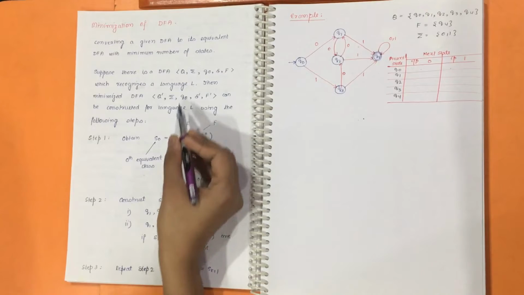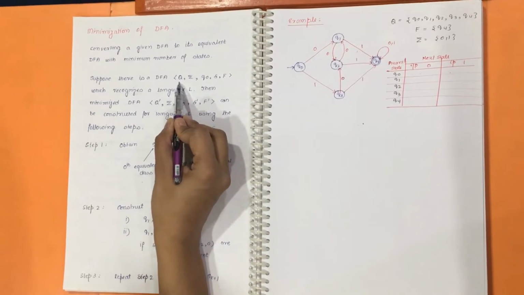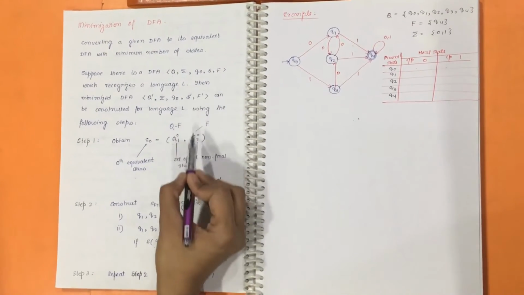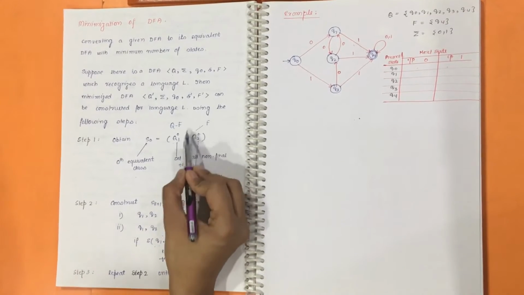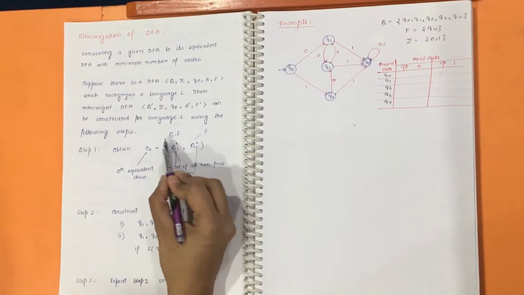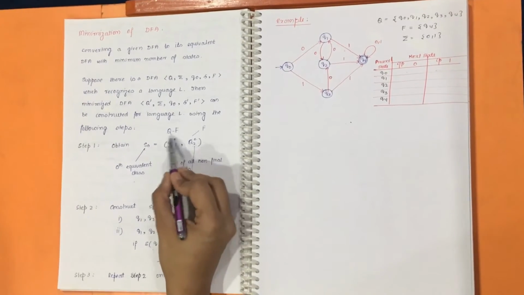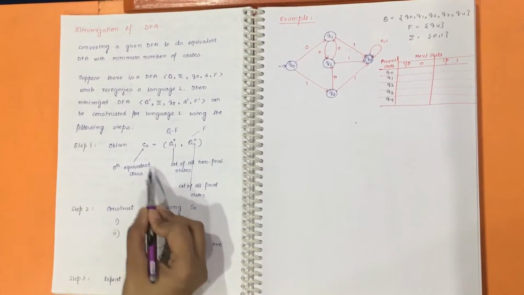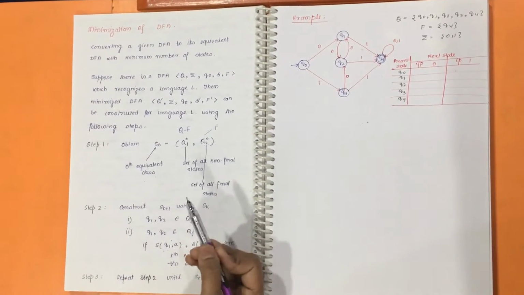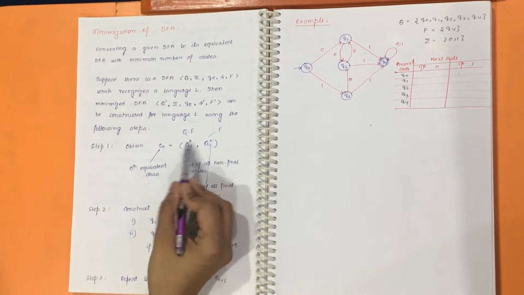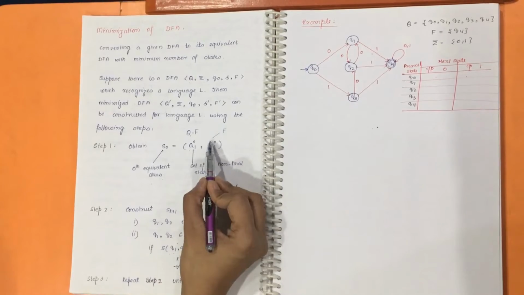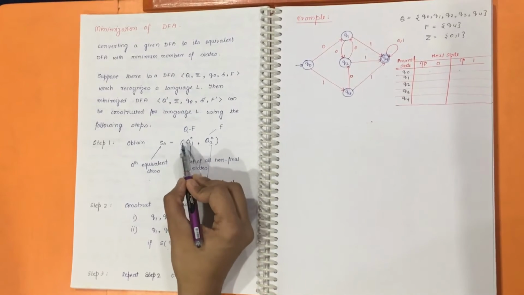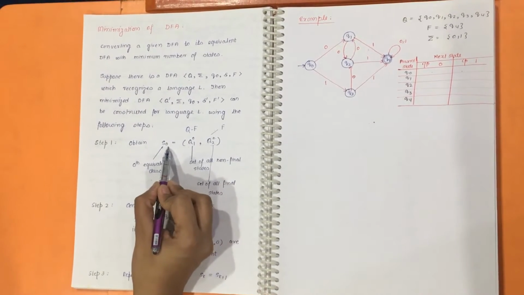Suppose we have a DFA that has states Q and the final states are F. So this is the set of all final states. Q2 naught will have all final states and Q1 naught will have all remaining states, meaning all non-final states. In that way this 0th equivalent class will be obtained. 0th equivalent class means that without reading any input symbol, these states are equivalent in nature. So S0 is a set of all final states and a set of all non-final states, and this pair is called S0.